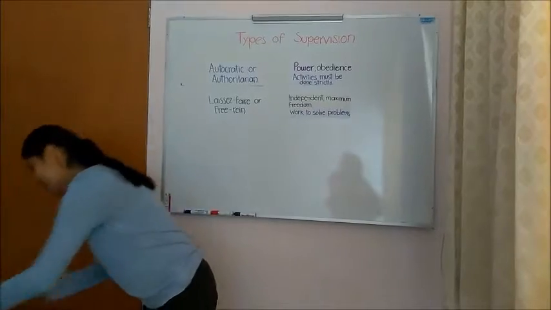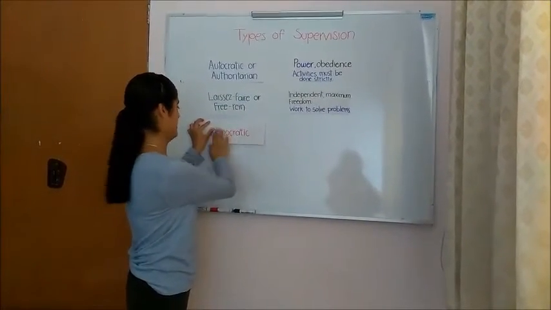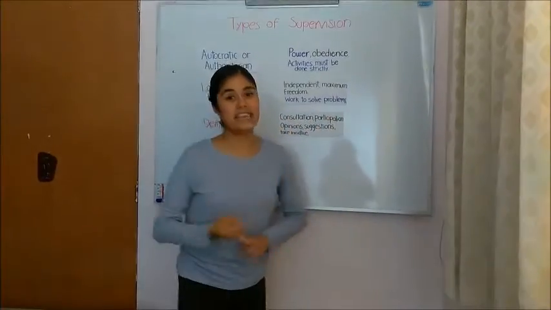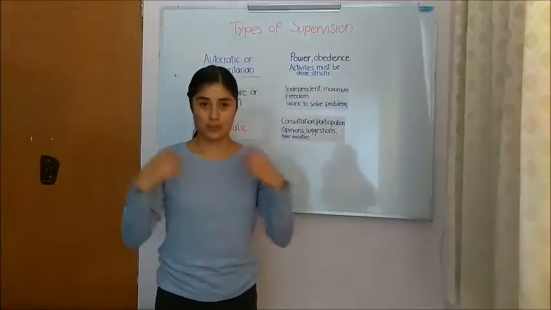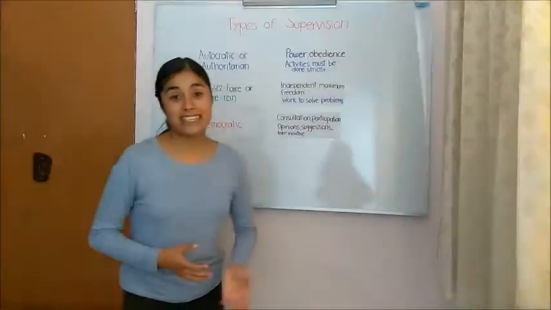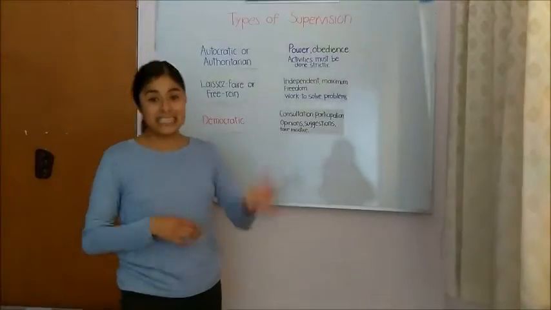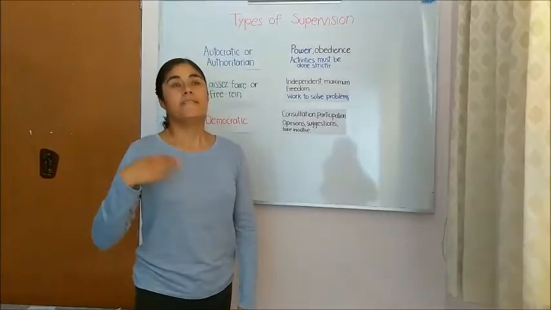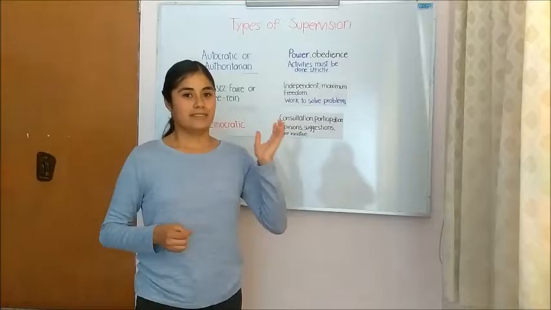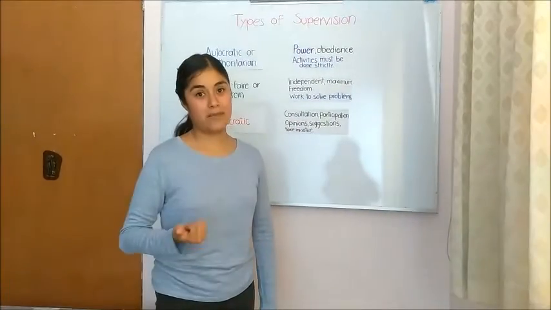The next is democratic supervision, and this is known as consultative and participative supervision. In this case, the subordinates are encouraged to give suggestions, to take initiative and exercise free judgments. The supervisor consults the subordinates in the process of decision making.